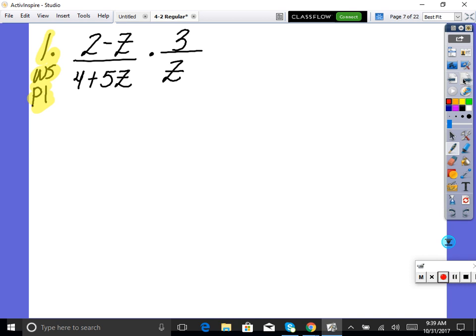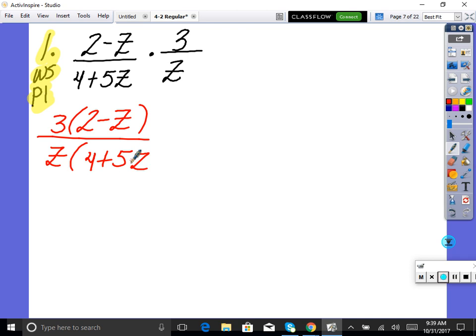When multiplying fractions, don't we multiply straight across? Are we all with me? So I like that you're putting the 3 in front. And then on bottom, should we maybe put the z in front because it's prettier? Why not, right? Z times 4 plus 5z. Let's restrict, and then we can divide out exact factors if there are any.